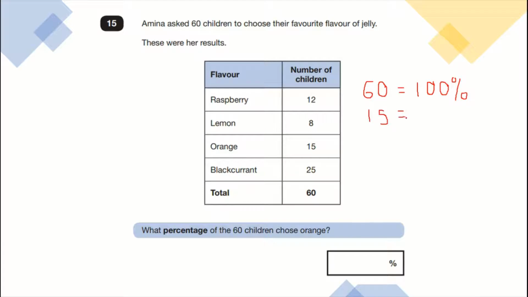So we're going to do 60 divided by 15, and whatever the answer is, we're going to do the same to this side. So 60 divided by 15 is 4, so we've divided by 4. So if we also do 100 divided by 4, we get our answer. 100 divided by 4 is 25. So the percentage of children that chose orange is 25%.